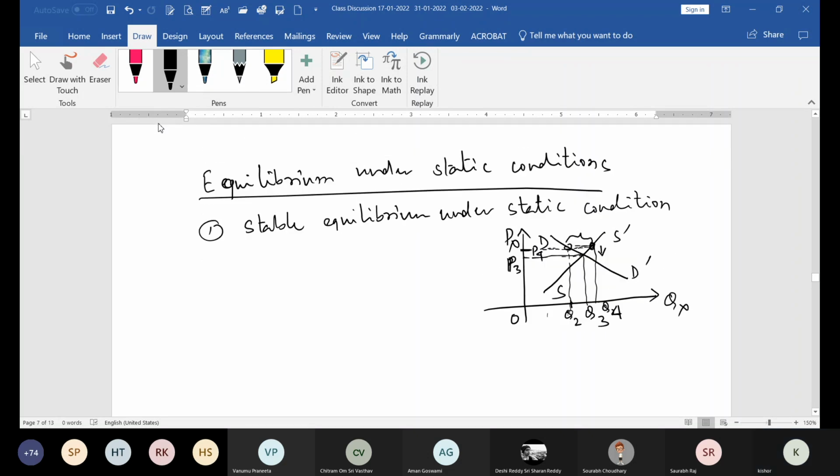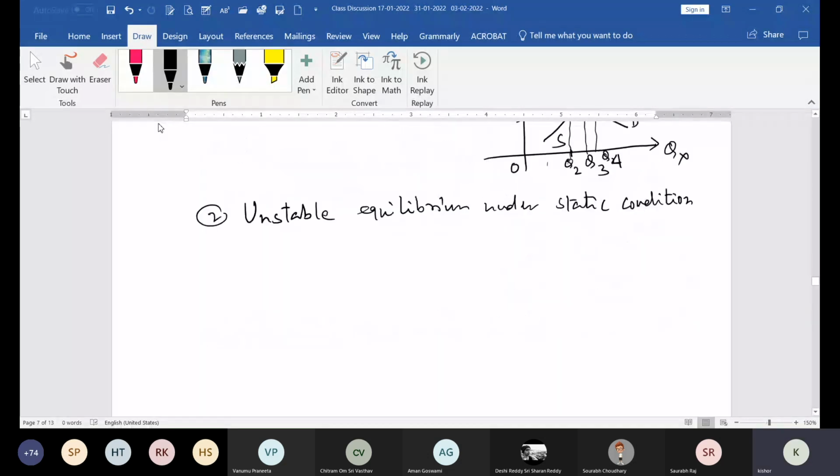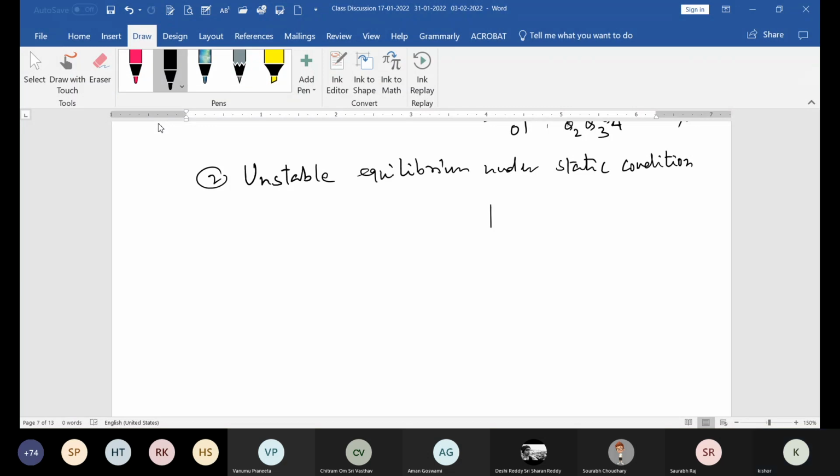Second is unstable equilibrium under static conditions. I am proceeding a little bit fast. Unstable equilibrium under static condition. So what is happening here?